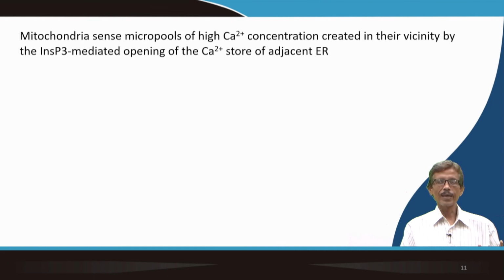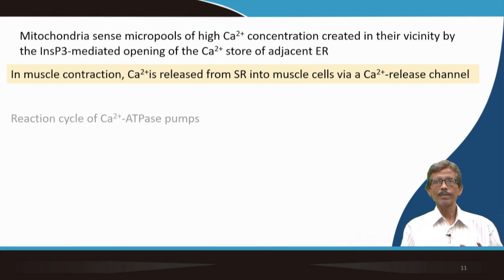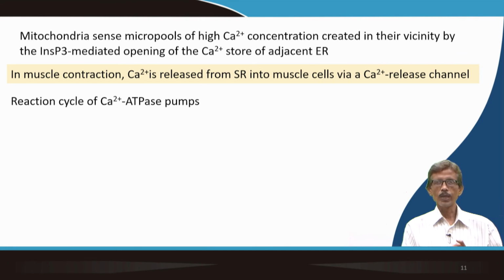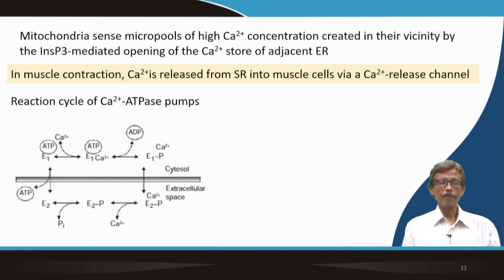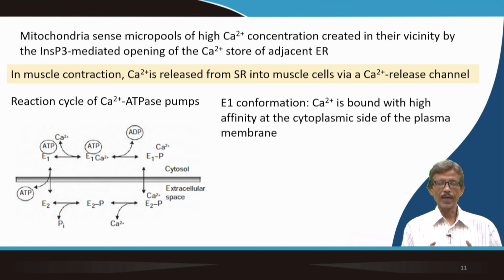So, mitochondria sense high concentration of calcium, and the corresponding place where you can store it is mediated by some other important molecules. Then for muscle contractions also we release some calcium ions, and the calcium ions can be sensed by the corresponding muscles. Then we can also have the reaction cycle for ATPase pumps. You can have these conformations like E1 and E2, which we already discussed somewhere earlier, and a similar type of thing we can have for the cytosol and the extracellular space on the other part.